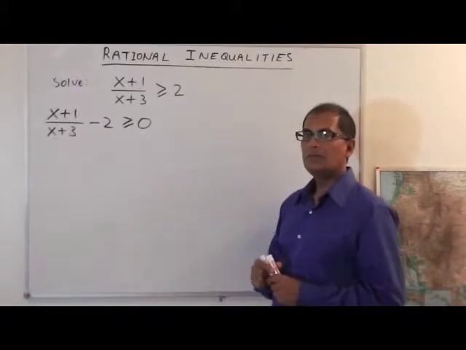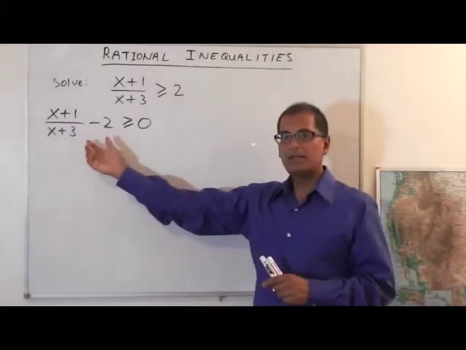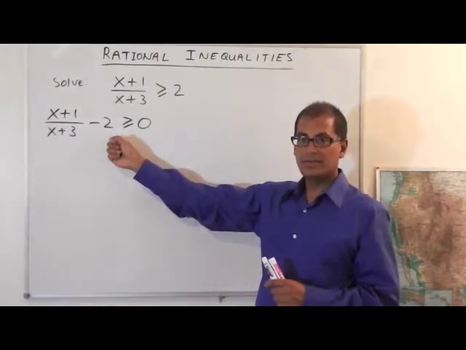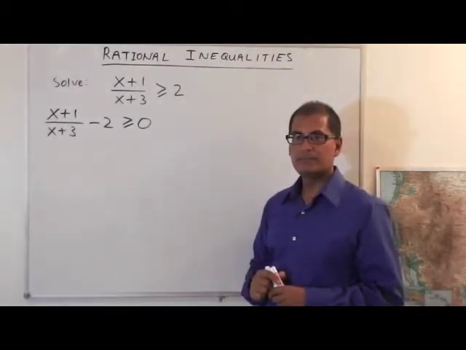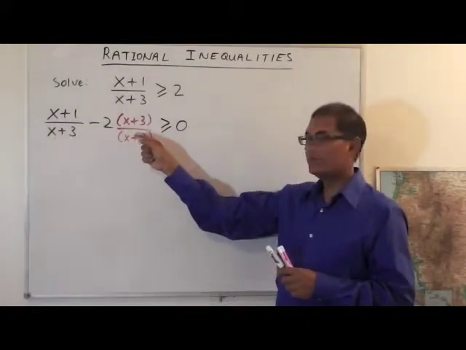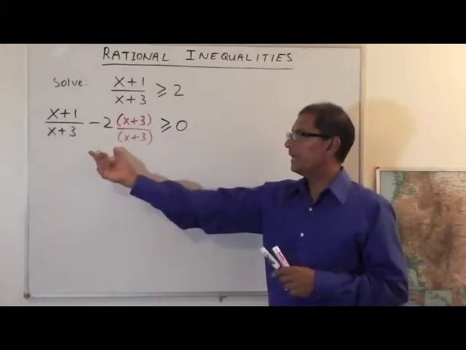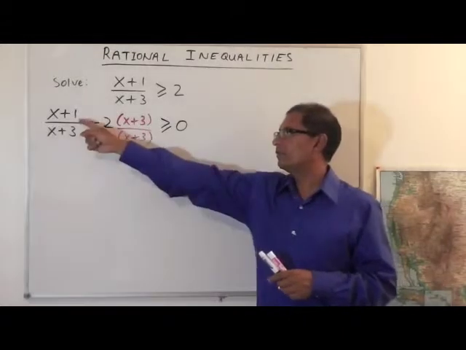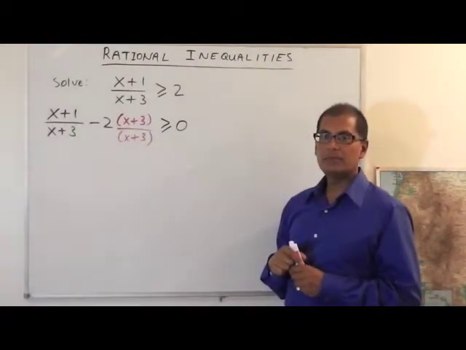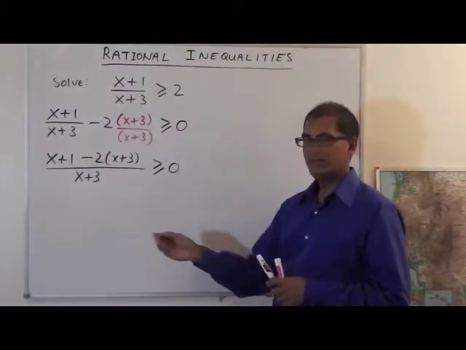Now, I want to combine these two. So remember, I have to find a common denominator, the least common denominator, which is x plus 3. And so I multiply 2 by x plus 3 over x plus 3 to give me a common denominator, and now I can combine these two to have x plus 1 minus 2 times x plus 3 is greater than or equal to 0. And then we simplify this further.